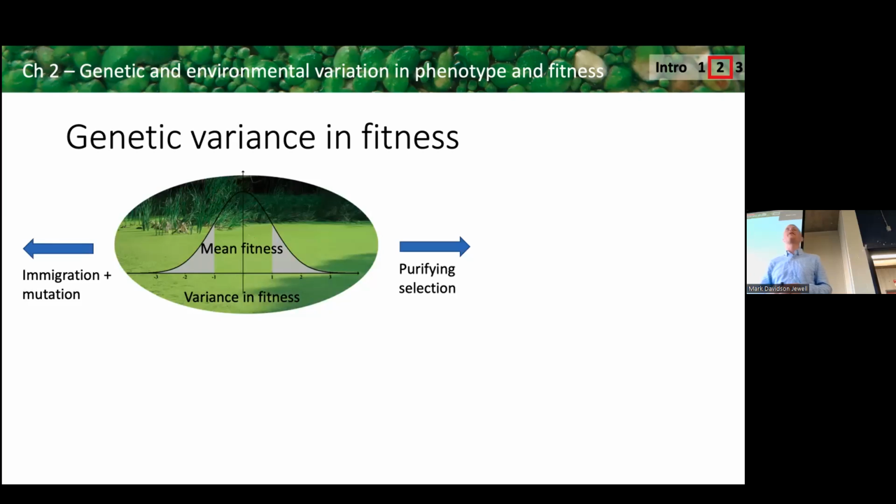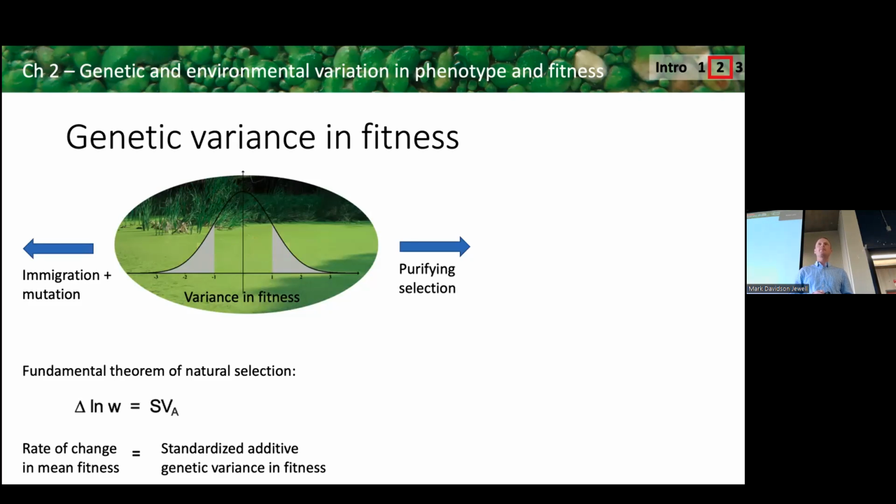But why are we even interested in variation in fitness? Well, it's related intimately to mean fitness. Of course, mean fitness will be degraded each generation by the introduction of low fitness alleles via immigration and mutation, and then it will be restored each generation via purifying selection. If we remember the fundamental theorem of natural selection by Fisher, it equates the rate of change in mean fitness to the standardized additive genetic variation in fitness. So the genetic variation in fitness is a fundamental concept in evolutionary biology because it gives us an idea about the potential for natural selection to counter evolutionary change, environmental change, and the rate of the evolution of fitness.